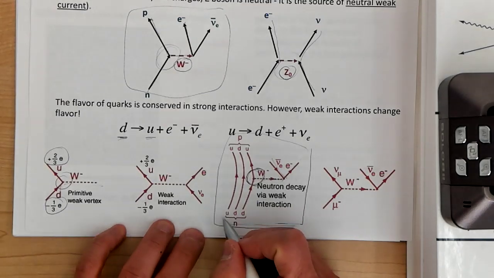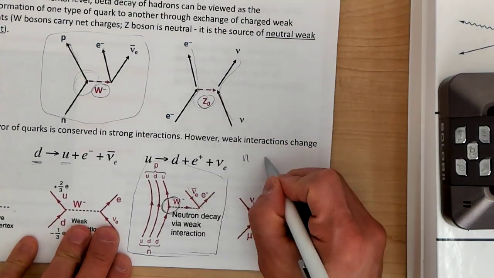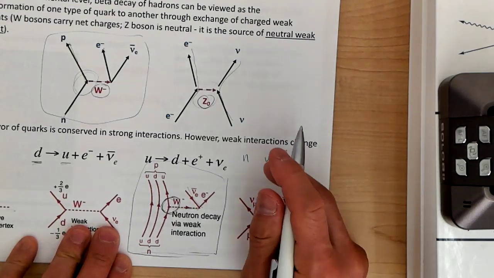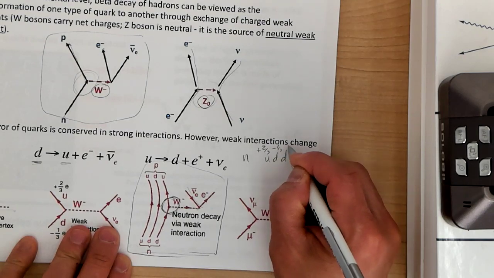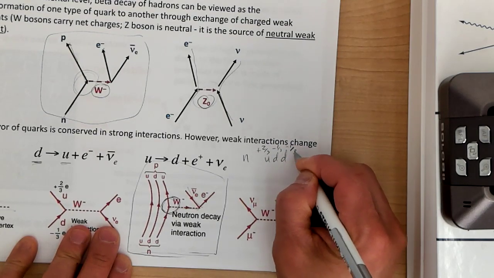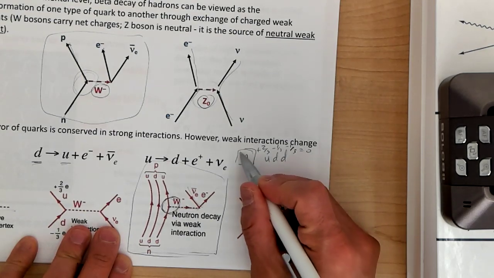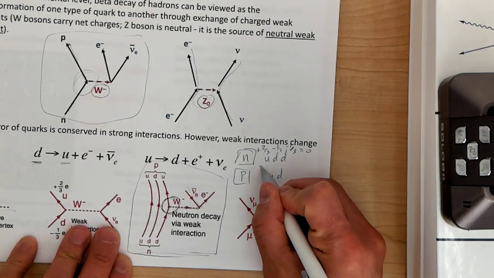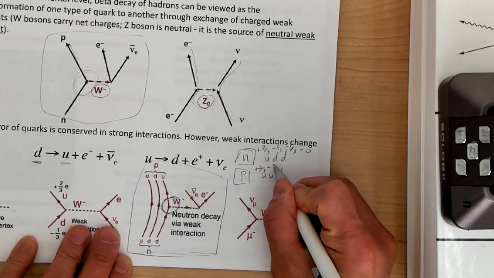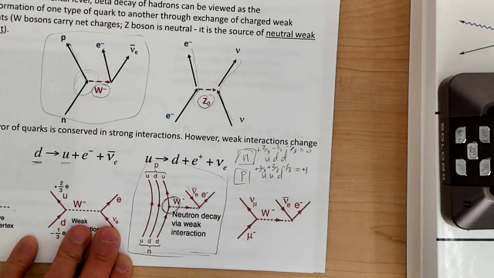So if you want to just see that the charges make sense, if we have a neutron, that's an up quark and two down quarks, we have a plus 2/3, a minus 1/3, and a minus 1/3. That sums up to 0, which is neutral, which is what you expect for a neutron. For a proton with two up quarks and a down quark, you have a plus 2/3, a plus 2/3, minus 1/3, that's equal to plus 1, as you expect for a proton.